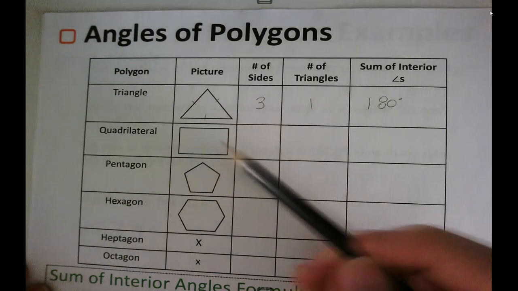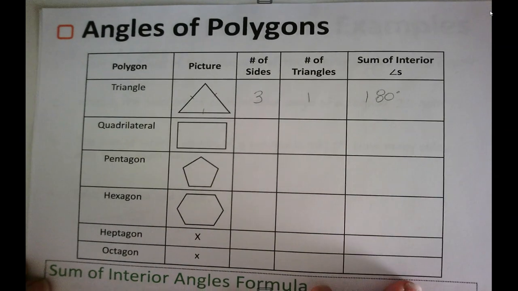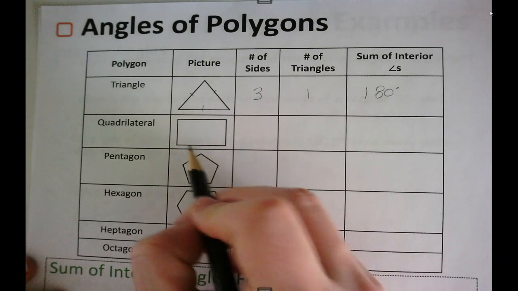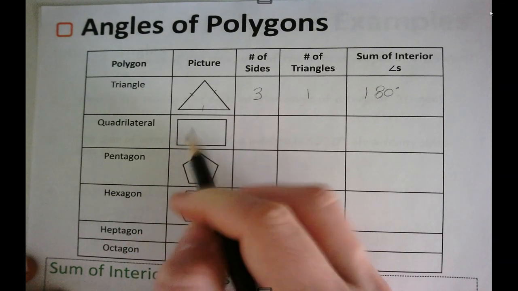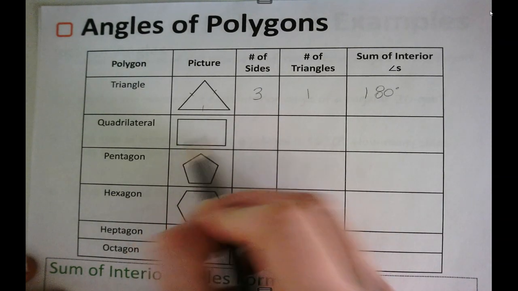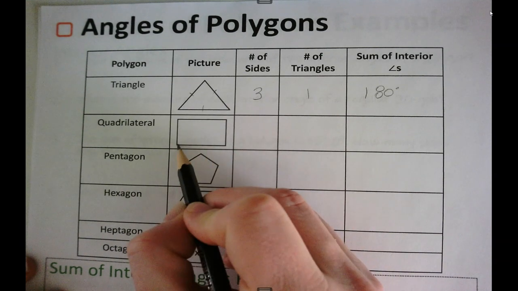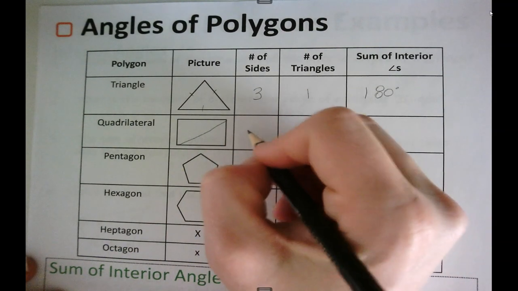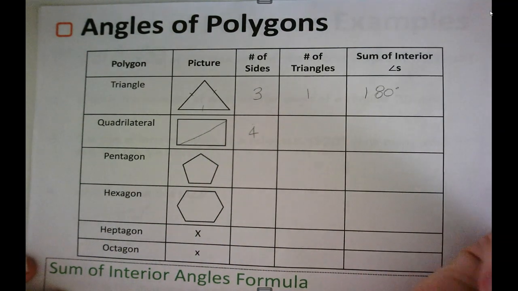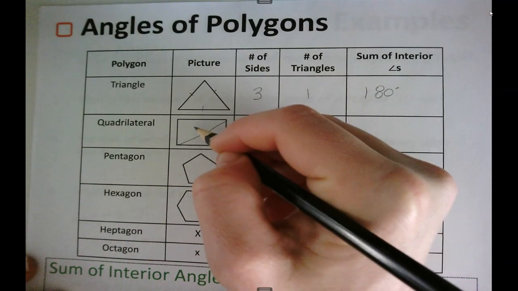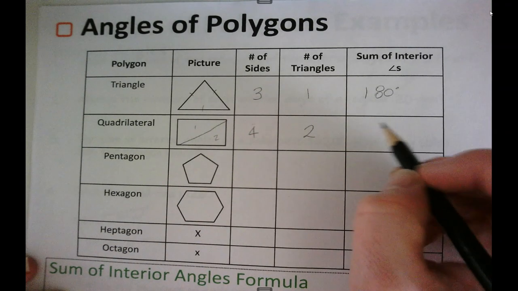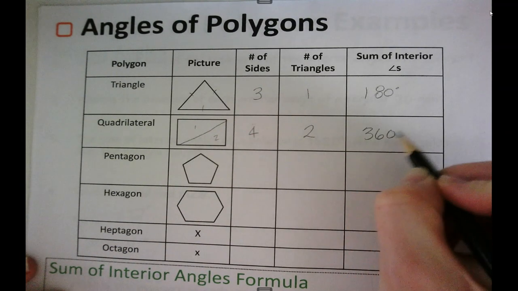So what we can do is take all of our other polygons and divide them into triangles, starting at 1 angle and only using that angle. How many triangles can I make going from this angle to another angle? I can only make that one. So the number of sides of our quadrilateral is 4. Quadrilateral just means 4-sided figure. How many triangles do we make? We make 1, 2. So the sum of the interior angles of a 4-sided figure is 360.